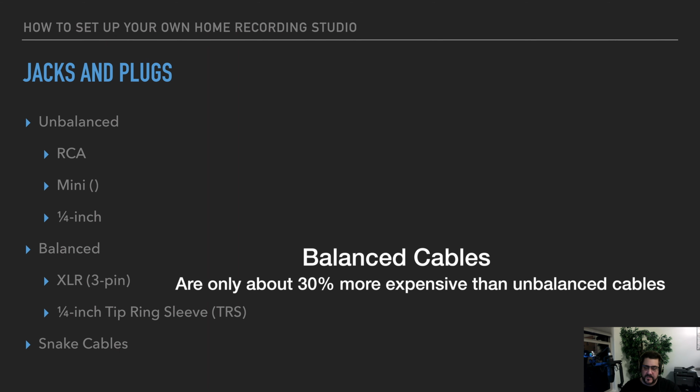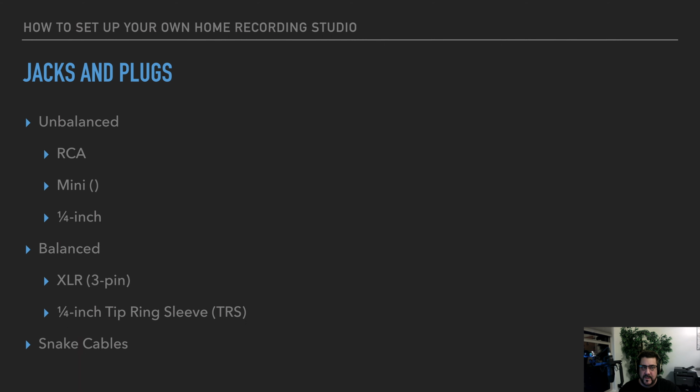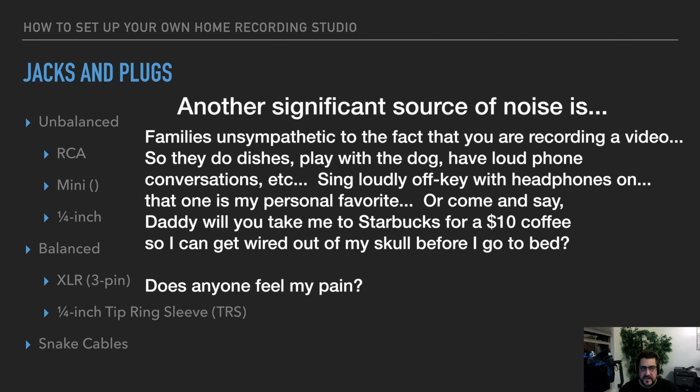They're not much more expensive at all than unbalanced cables, and that's the reason why you won't see me talking about using unbalanced cables in a recording studio, because you just don't do that. You don't use an RCA cable. You don't use a 1/4-inch unbalanced. You just don't do that.